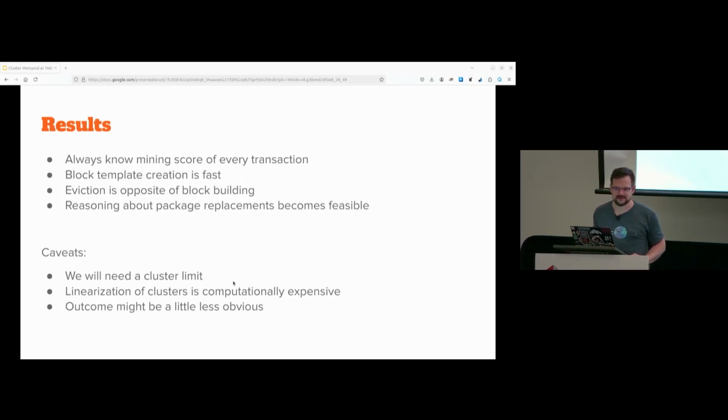One thing that is a little annoying is it might be less obvious to end user wallets exactly what they need to do to get a transaction through at exactly the right fee rate. But I think that'll be fine because I think most end users just gauge it and then bump if it's not enough, right? So that'll still work.